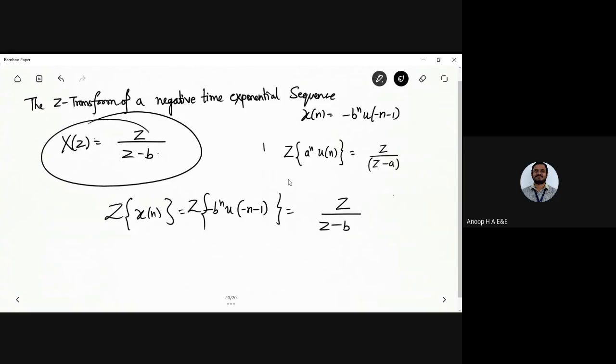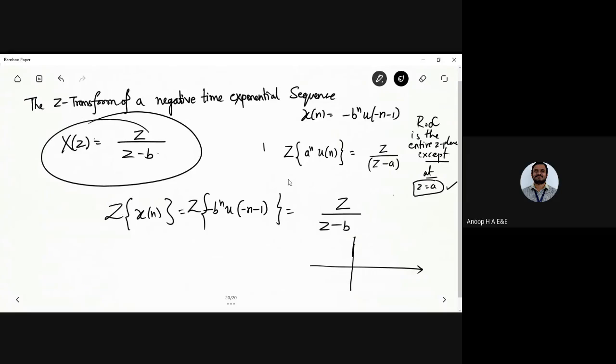The ROC would be the entire z plane except at z equals a. So the ROC, that is, the region of convergence, is the entire z plane except at z is equal to a.